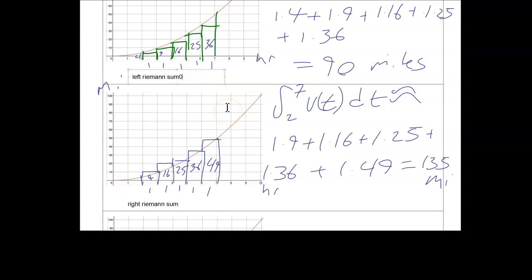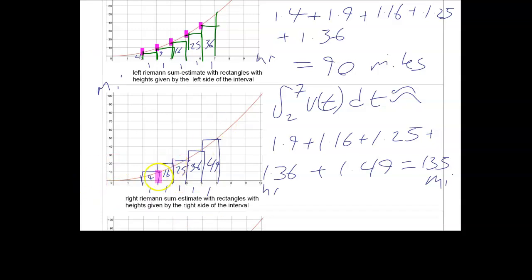So my left Riemann sum uses rectangles with their heights given by the left side of the interval. So what I mean by that is every corner of my rectangle touches the function at these points. The left-hand corner of my rectangle is what I'm using to find the height. Those are what I'd plug into my x squared to get the height. Whereas our right Riemann sum is the opposite, meaning my heights are given by the right-hand side of each rectangle.